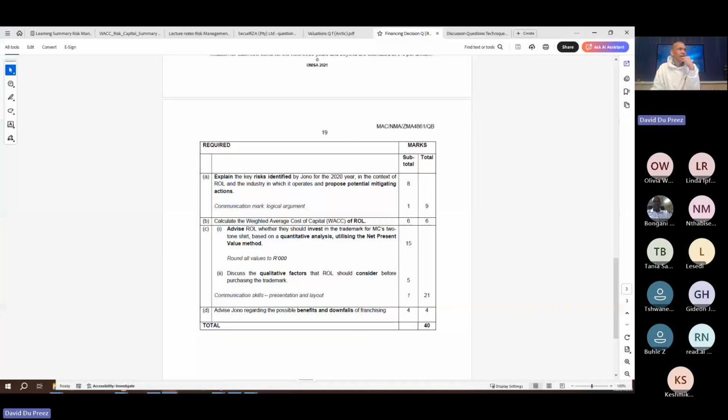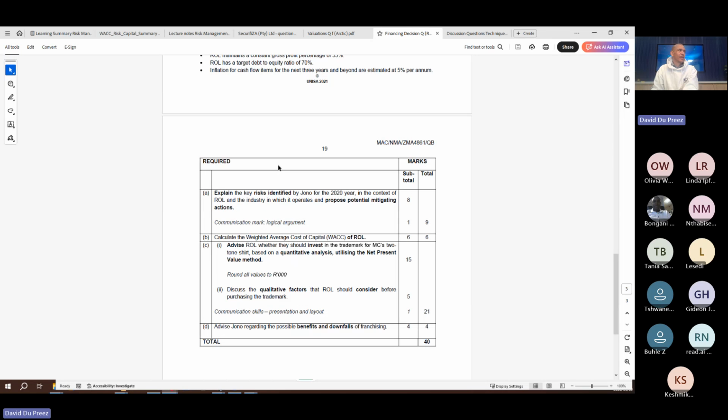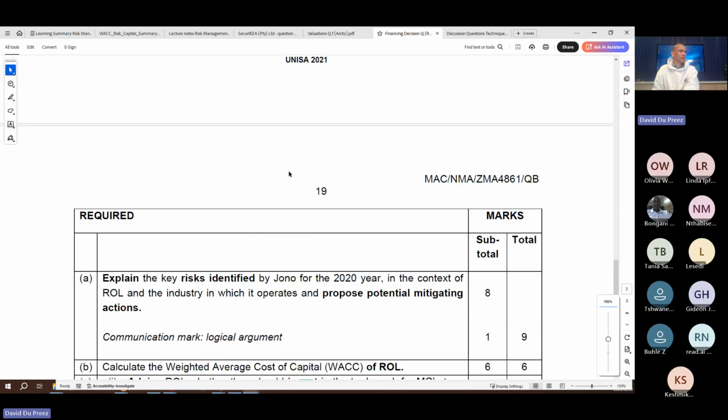Let me share my screen. You can see the question that I'm doing. This is the exam technique we want to highlight, especially after what we've done. If you think about this question, here's a risk question, here's a WACC question, here's an NPV question, here's a qualitative factors question again, and here's possible benefits and downfalls of franchising. We don't want to get into a whole lot of detail around this, except to say, let's get into the required.